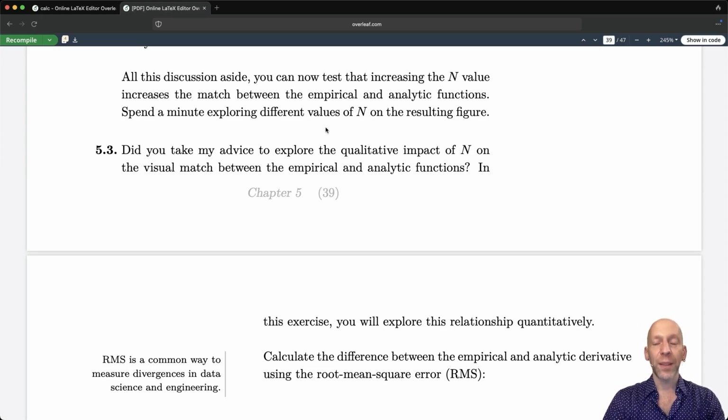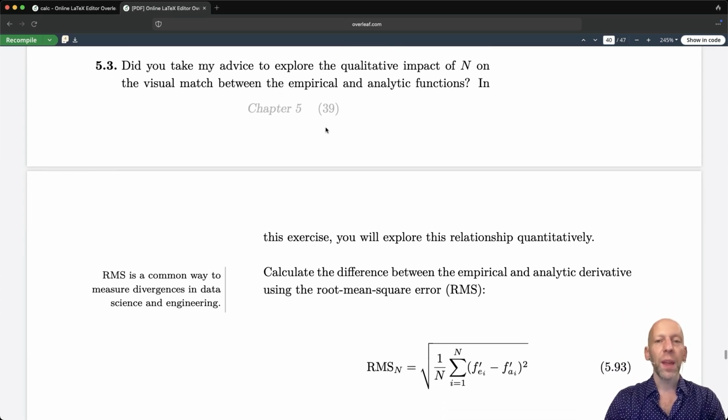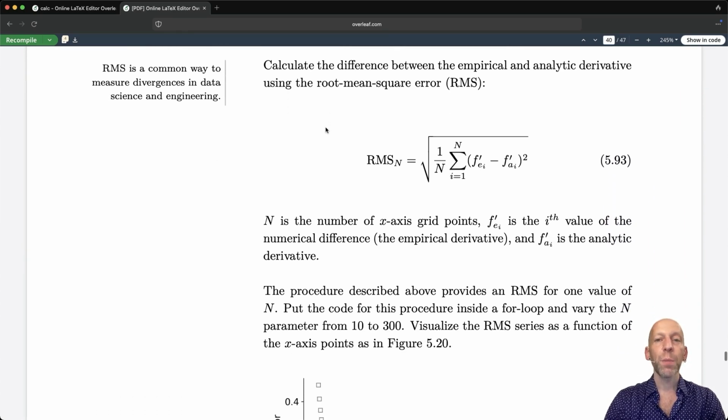In that exercise, there was a bit of informal playing around. So now what we're going to do in exercise 3 is investigate this relationship a little bit more quantitatively. In particular, what you want to do is calculate something called the root mean square error between the numerical difference and the analytic derivative. Here's the formula for root mean square.